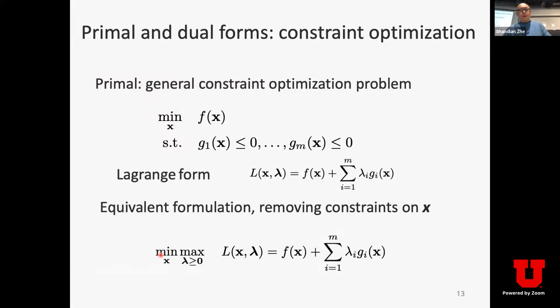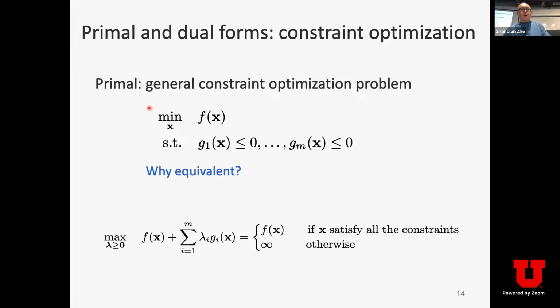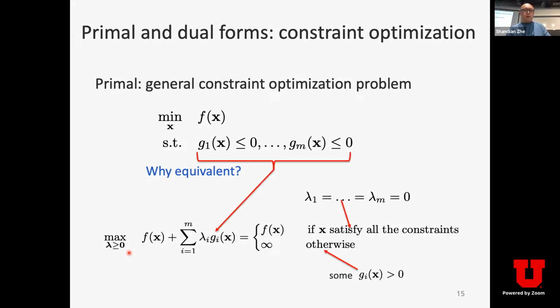Then we can show that the solution of the original constraint optimization problem is also the solution of this minimax optimization problem, and vice versa. We're not going to look at the details of why, because we haven't shown that.